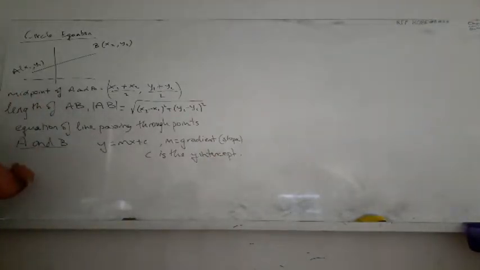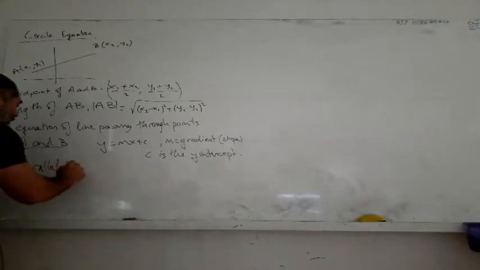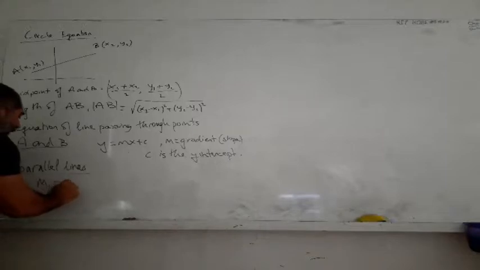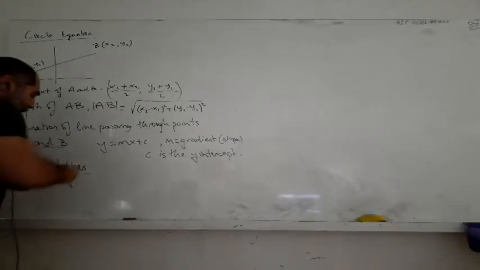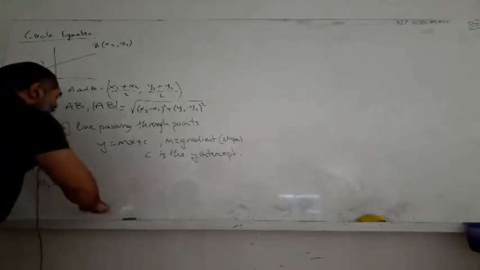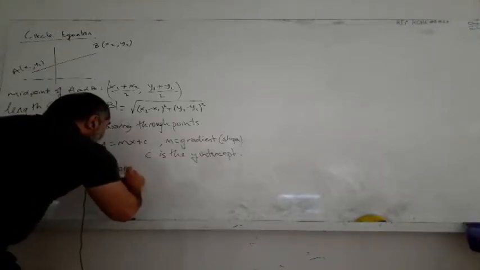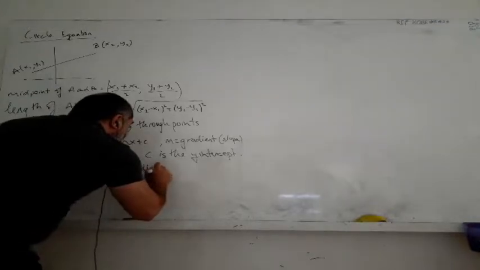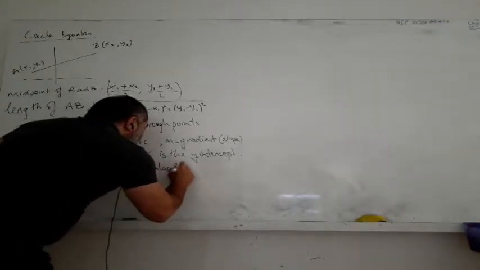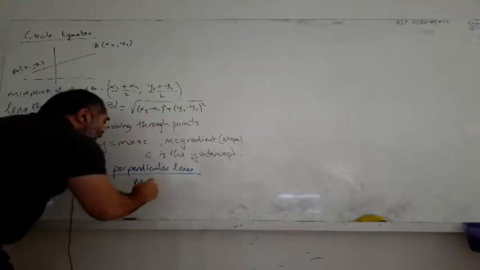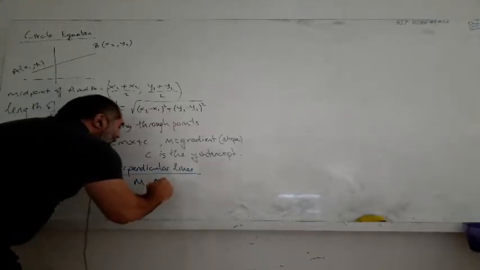And what about parallel lines? If two lines are parallel to each other, that means their gradients are equal. What about if we have perpendicular lines? If we have perpendicular lines, that means m1, the gradient of the first line, times the gradient of the second line is equal to -1.